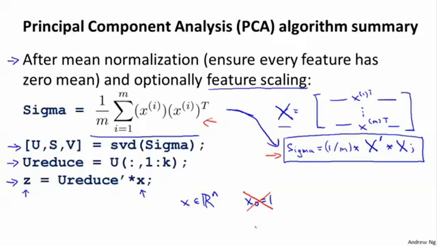So that was the PCA algorithm. One thing I didn't do was give a mathematical proof that this procedure actually gives the projection of the data onto a k-dimensional surface that minimizes the squared projection error. The mathematical proof of that is beyond the scope of this course, but fortunately the PCA algorithm can be implemented in not too many lines of Octave code, and if you implement this in Octave or MATLAB, you actually get a very effective dimensionality reduction algorithm.